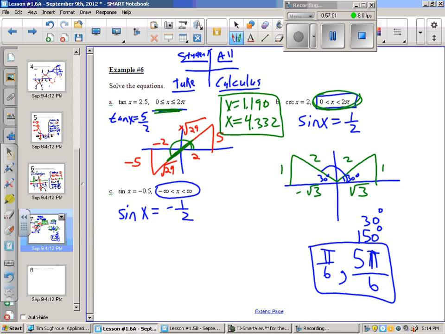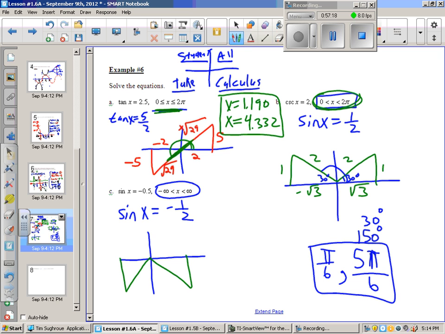First thing we need to do, all students take calculus. The sine function is positive in the first and the second quadrant. Therefore, it is negative in the third and the fourth quadrants. So we draw ourselves a picture.